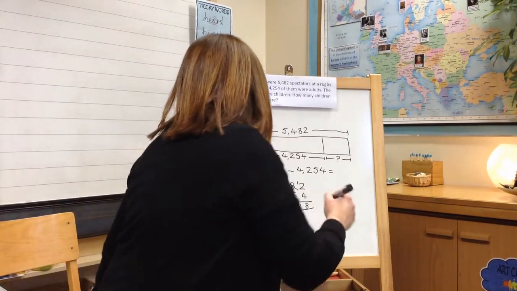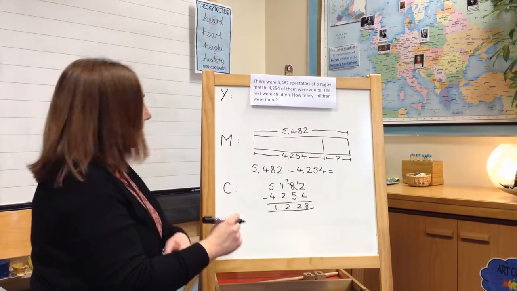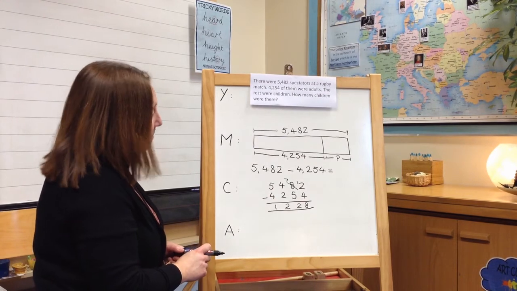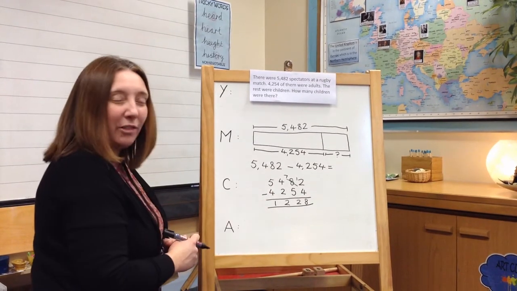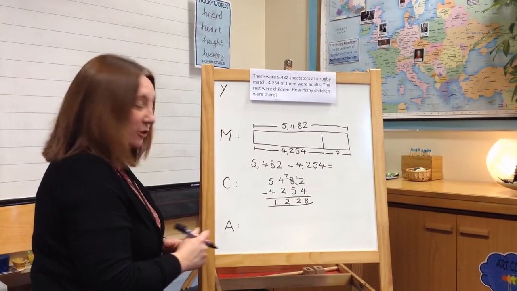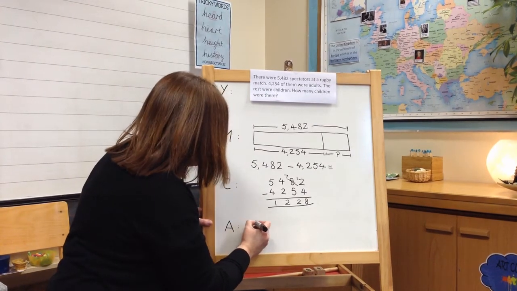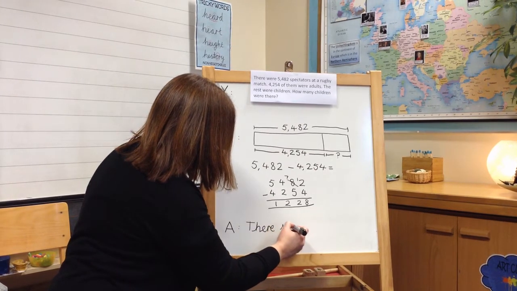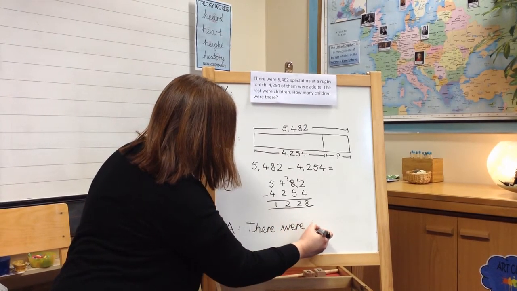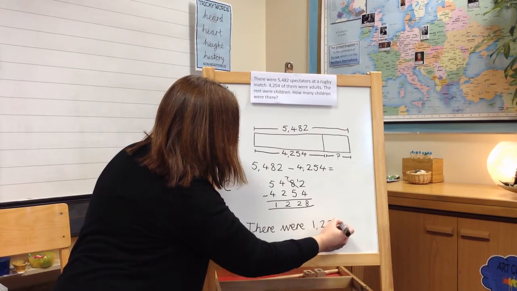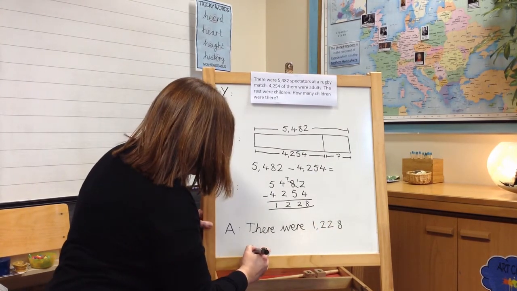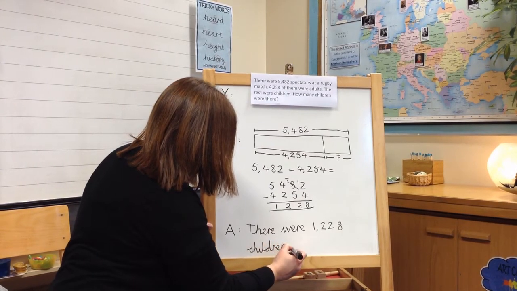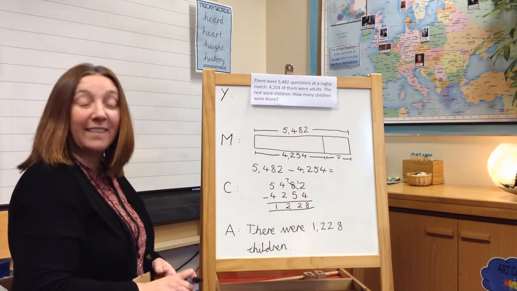We're now ready to answer the calculation and the problem. How many children were there? There were 1,228 children. Full stop. And there we are.